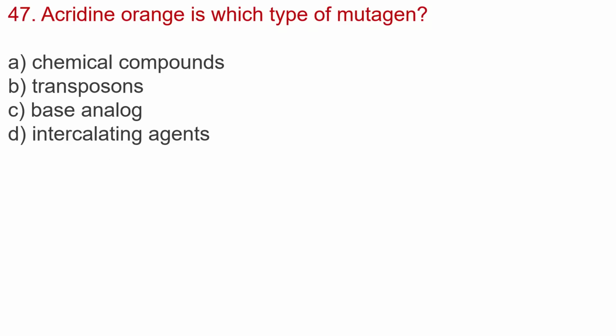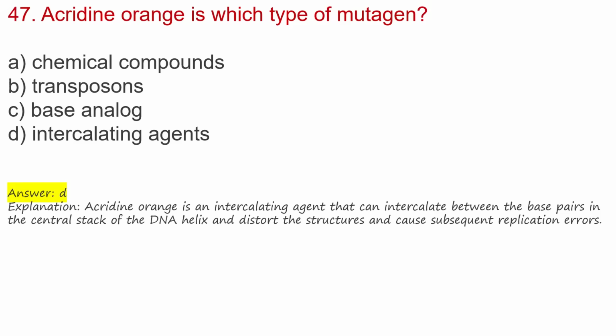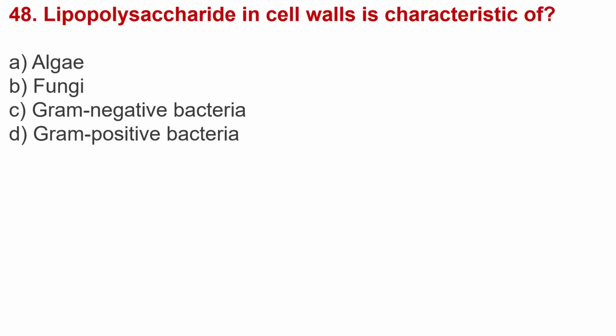Question 47. Acridine orange is which type of mutagen? A. Chemical compound. B. Transposons. C. Base analog. D. Intercalating agent. The answer is D. Acridine orange is an intercalating agent that can intercalate between the base pairs in the central stack of the DNA helix and distort the structure and cause subsequent replication errors.